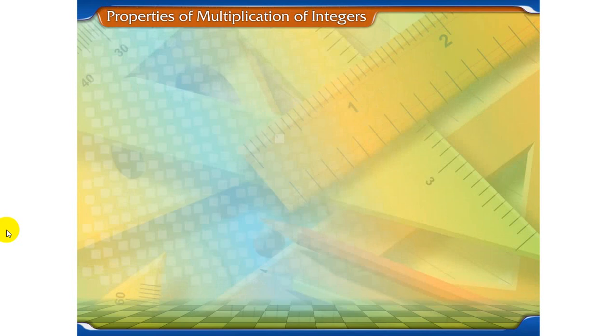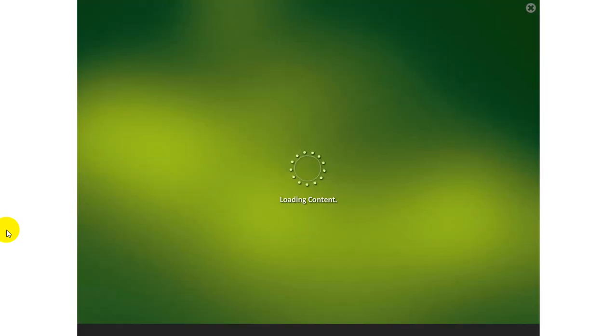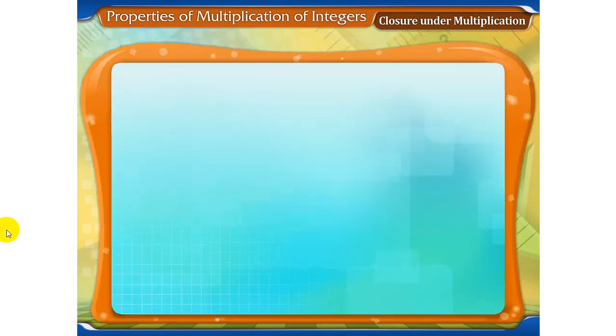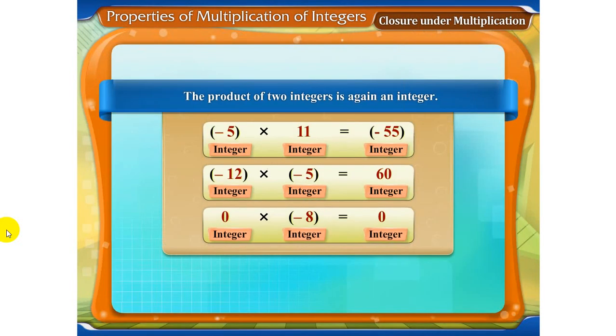Properties of multiplication of integers. Closure under multiplication. We know that the product of two integers is again an integer, which is given in the table. Thus, the answer of every statement of a given table is an integer. In general, a multiplied by b is an integer for all integers a and b.